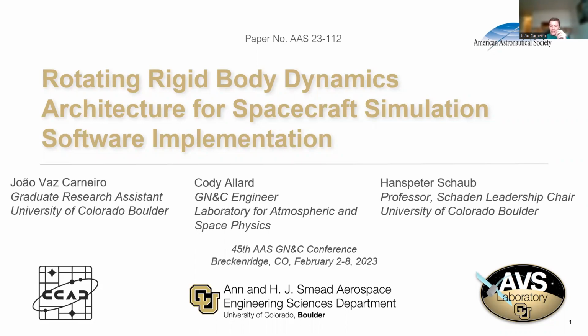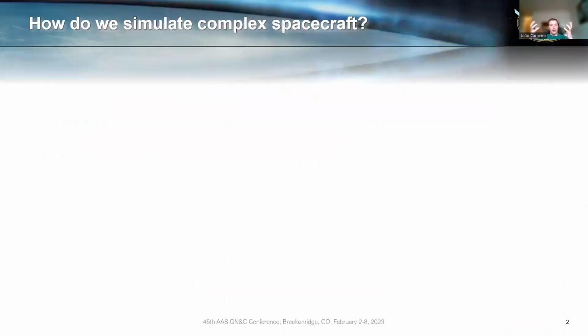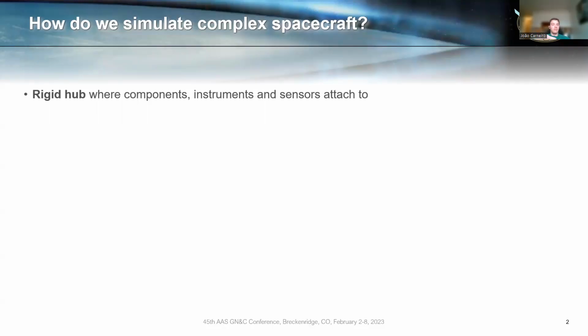That's a bit of a mouthful, but I'd like to start off with just a thought experiment. Let's say that you have a complex spacecraft that you want to simulate. How do you go about that? What do you start with? Well, you might start with a rigid hub. That's where the components, the instruments, whatever sensors you need, are attached.